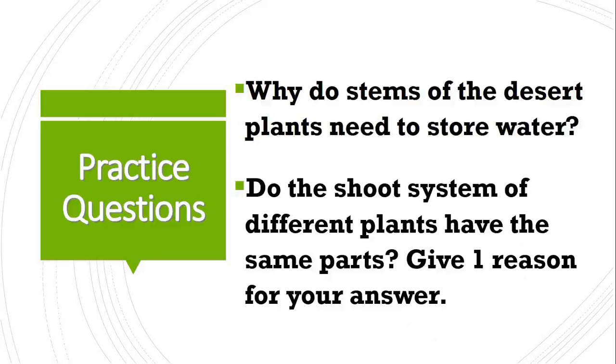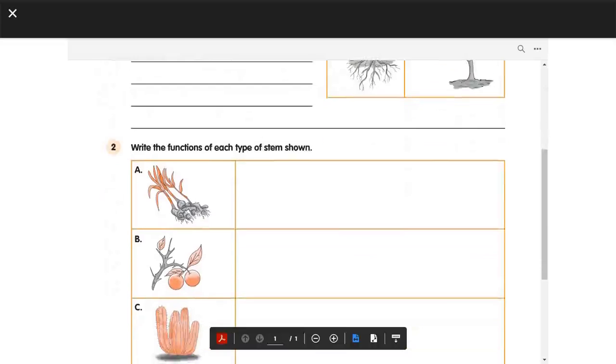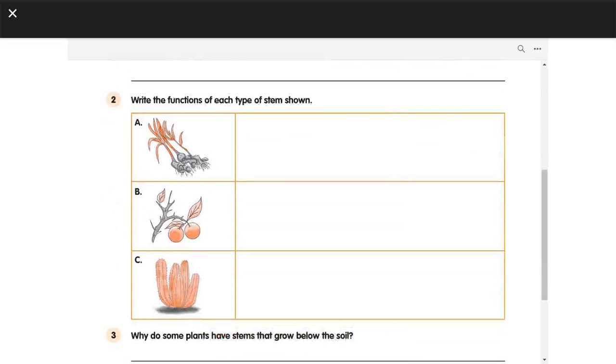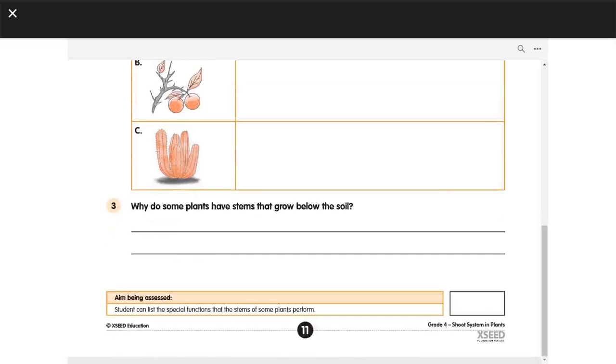Next, worksheet questions. In S4, first question, there are 2 pictures, A and B. Write 2 things that are common about the stems. Next question, write the functions of each type of stem shown. The third question, why do some plants have stems that grow below the soil?